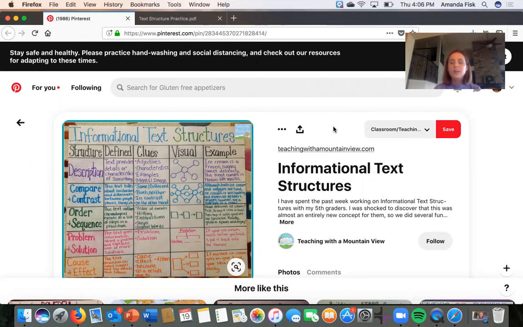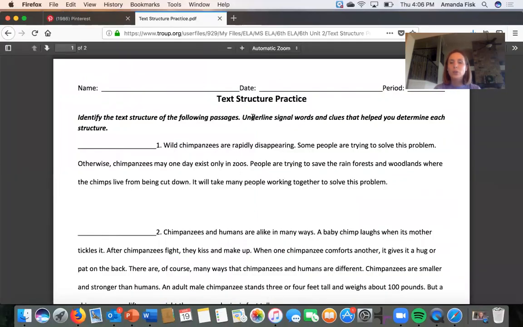So this is a little bit about text structures, but what I want to do now is move into our text structure practice. And we're going to simply read these together and try to figure out the different text structure. We're going to look for clue words, and some of these are listed on your anchor chart. And we'll see if we can try to figure it out. So it says, wild chimpanzees are rapidly disappearing. Some people are trying to solve this problem. Do you see that key word? Problem. Otherwise, chimpanzees may one day exist only in zoos.